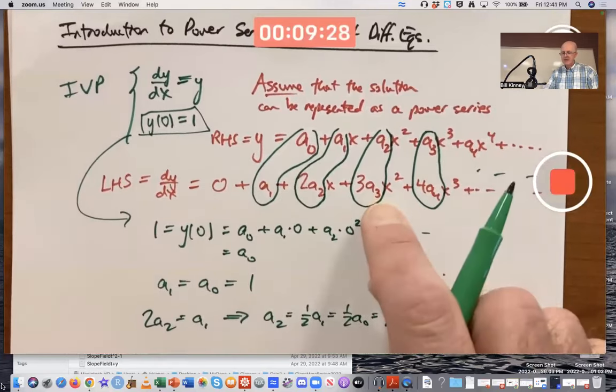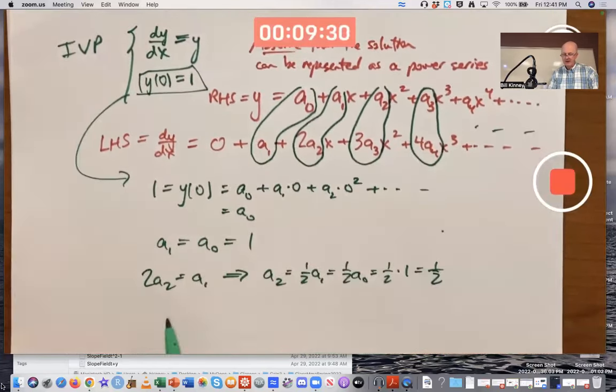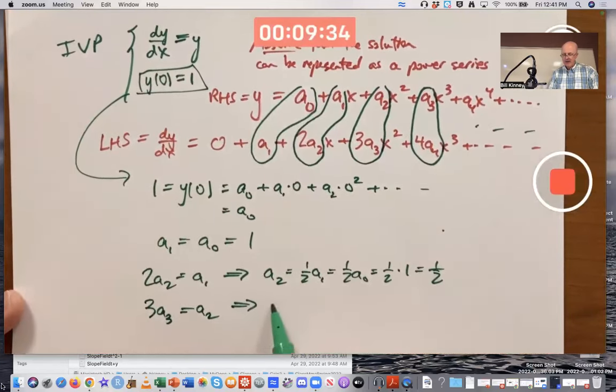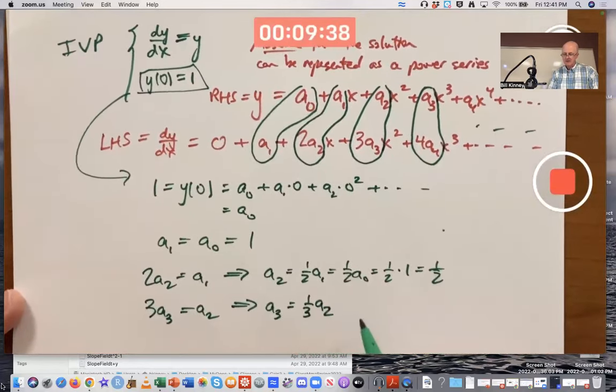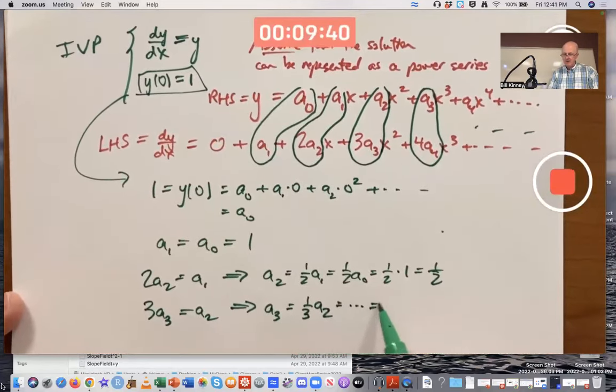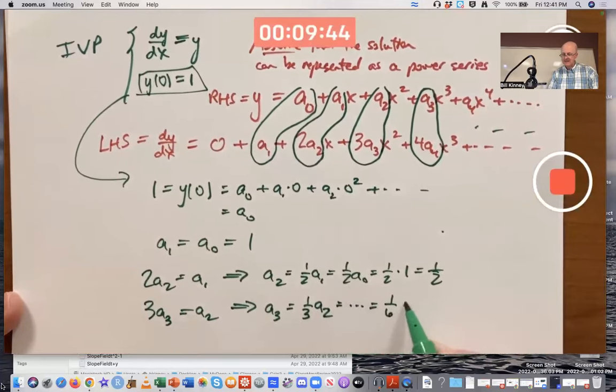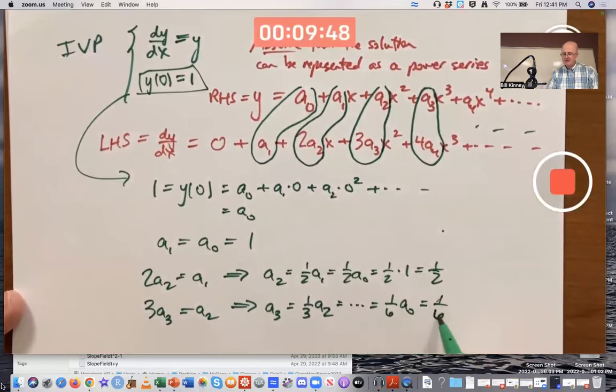Go to the next one, 3a3 equals a2. So a3 is 1/3 times a2. Ultimately, 1/3 times 1/2 times a0, 1/6 a0. A0 is 1, so this becomes 1/6.